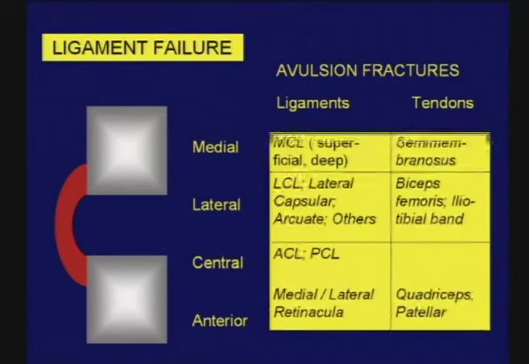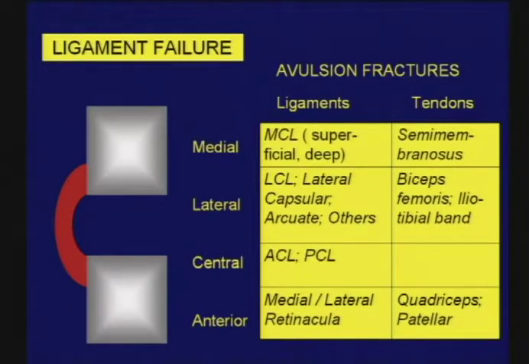When we look at avulsion fractures about the knee, we can find many, many examples. We can divide these into those that are related to ligaments, the column on your left, and those related to tendons, the column on your right. And we can separate them still further by dividing them into medial, lateral, central, and anterior. I am sure Minnie will be covering a lot of these as she discusses the medial and lateral supporting structures of the knee. I'll talk a bit about these as I discuss the anterior cruciate ligament as well.